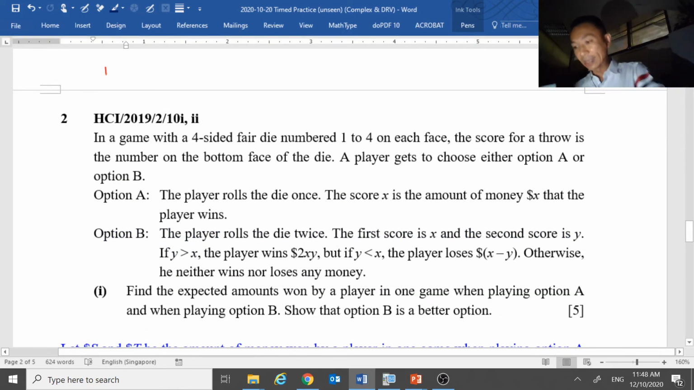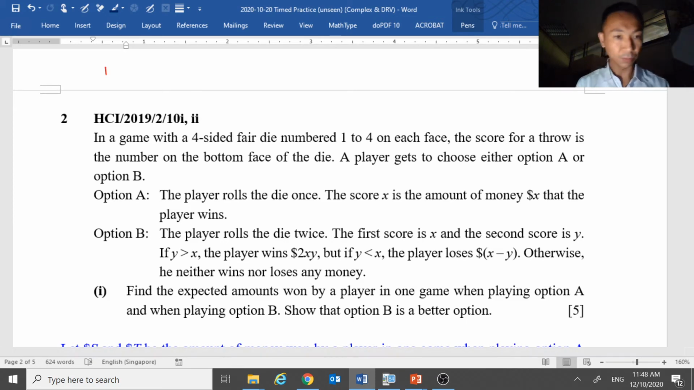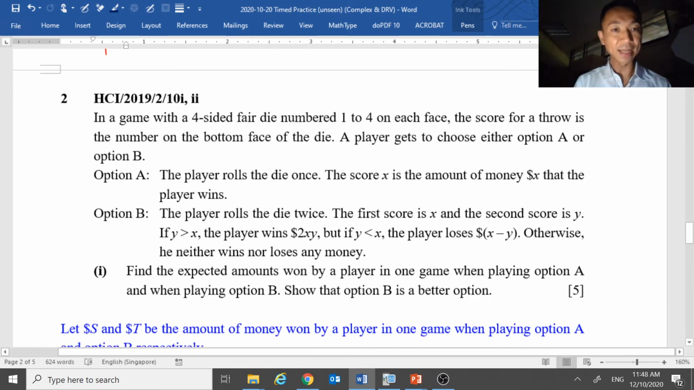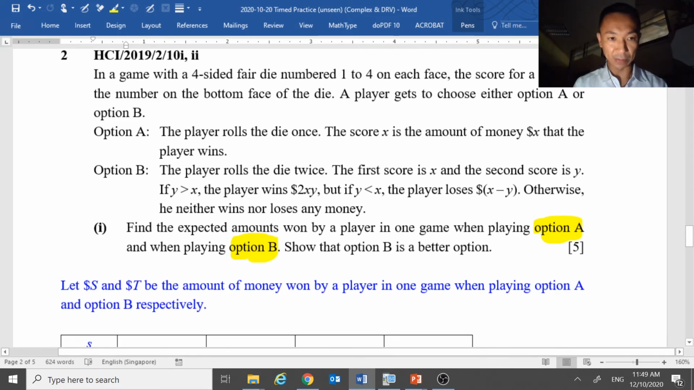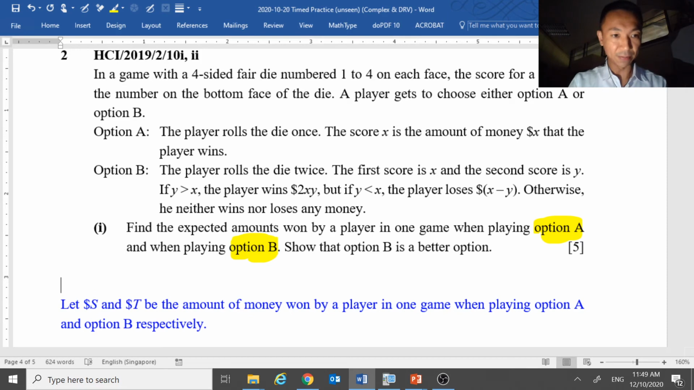Now, let's take a look at question 2. Tough, I wouldn't say it's easy, I would say it's tough. Let's look at the question. It's a game, you have 2 options. Show that option B is the better option. So eventually you know you got to deal with option A and option B. Now, I would like to say this. First thing I want to say, first comment.